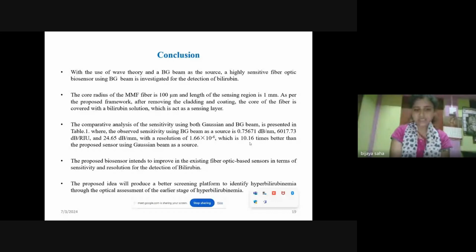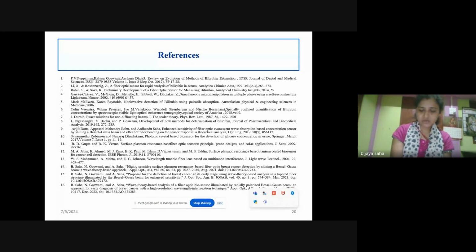So the proposed idea will produce a better sensing platform to identify hyperbilirubinemia through the optical assessment of the earlier stage of hyperbilirubinemia. These are all my references.